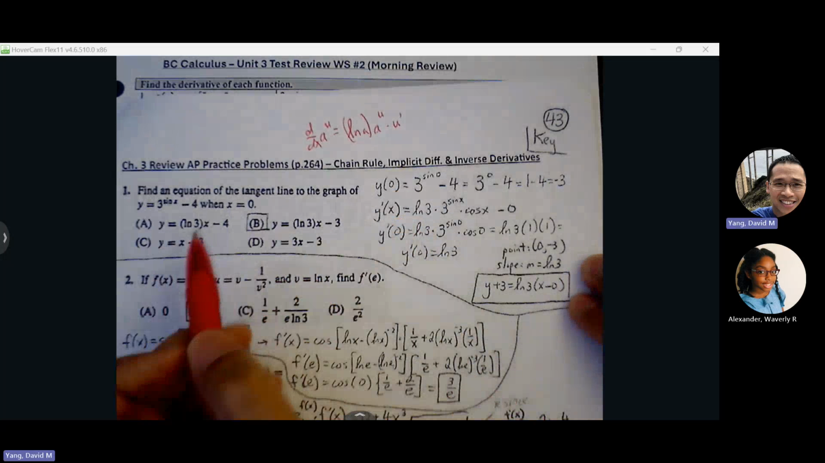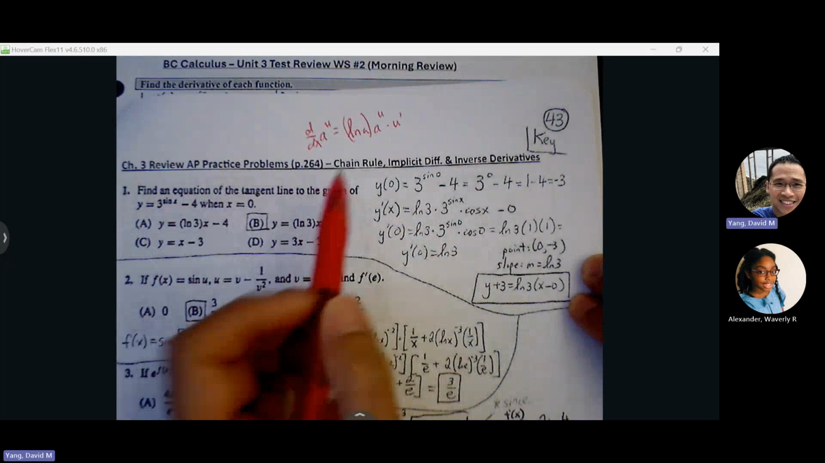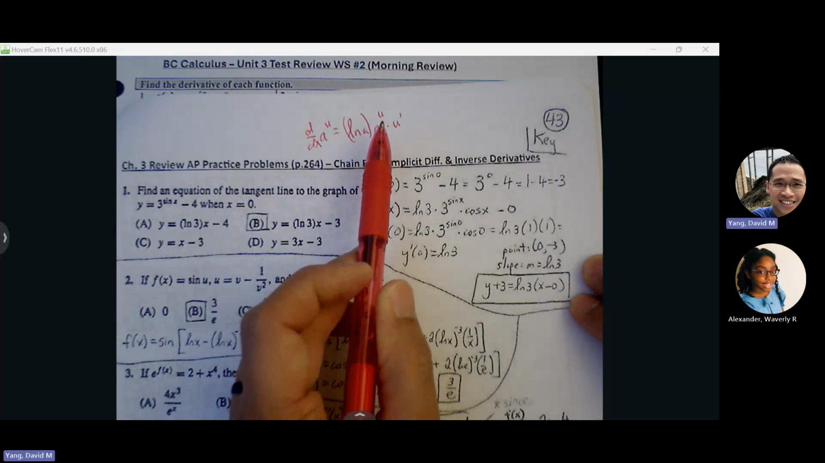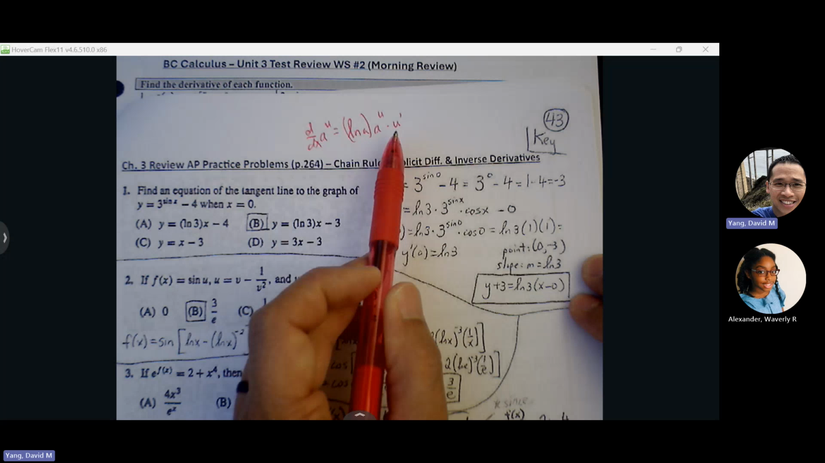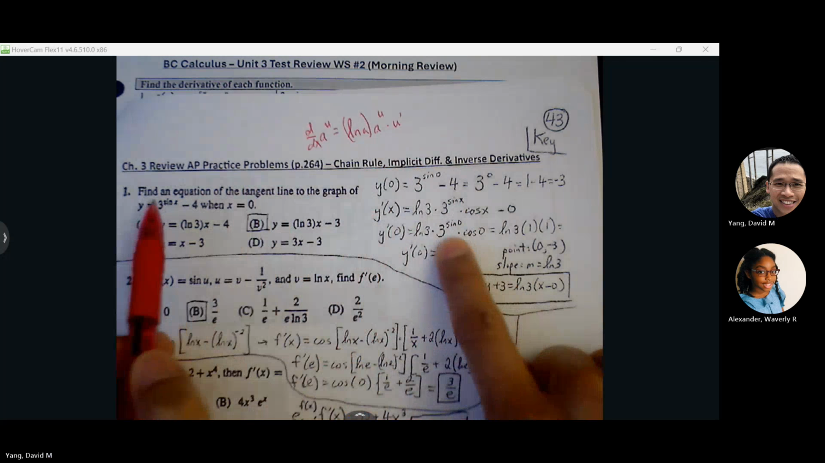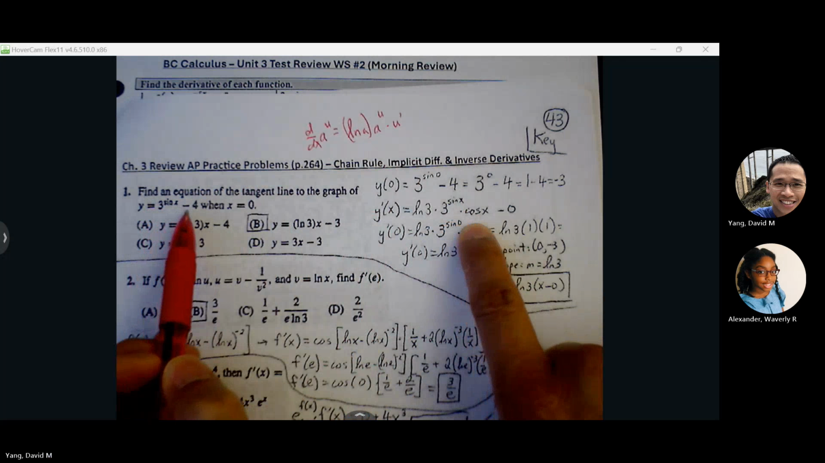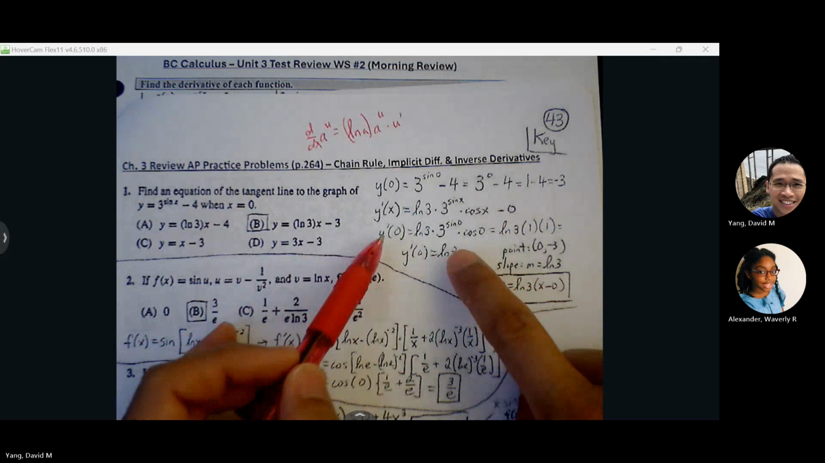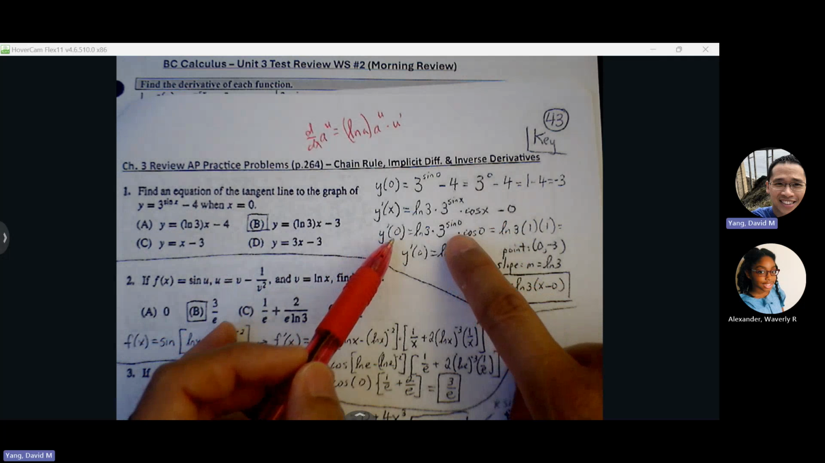My derivative, 3 to the sine of x, will be natural log of 3 times 3 to the sine of x times the exponent's derivative, which is times cosine of x. And then the minus 4 goes to 0. Next up, we replace all the x's with 0.